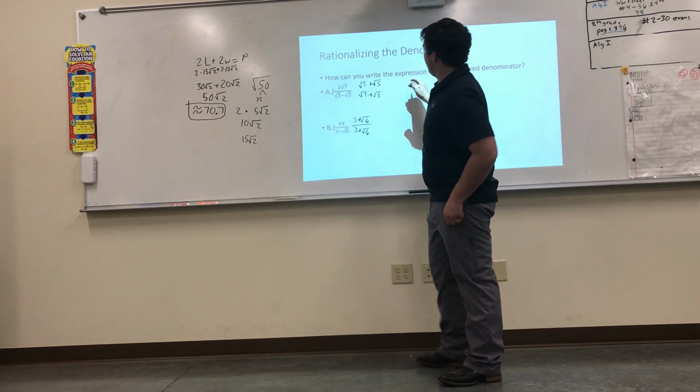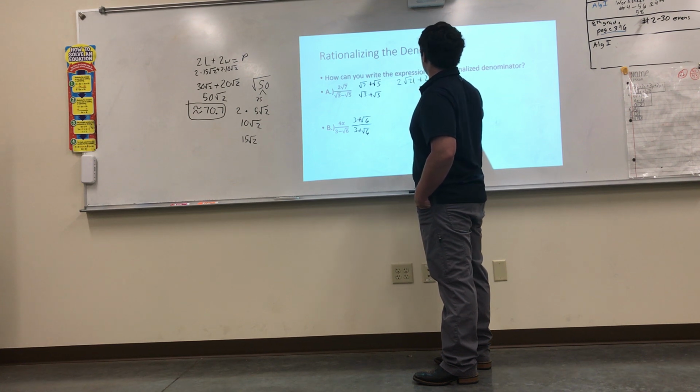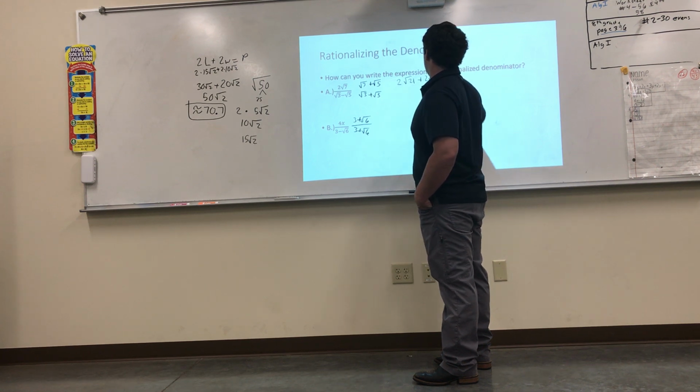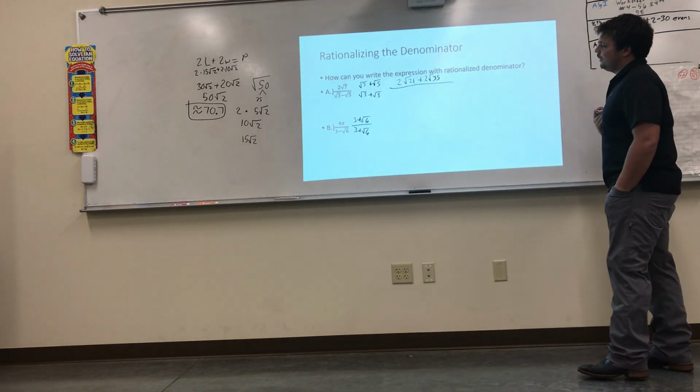Okay, we'd have to FOIL that through. We're going to end up with 2 square root of 21 plus 2 square root 5. Oh, no, 35. Okay. 35. Alright, none of that can really be broken down.